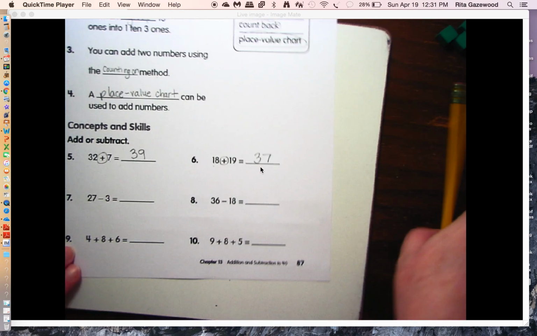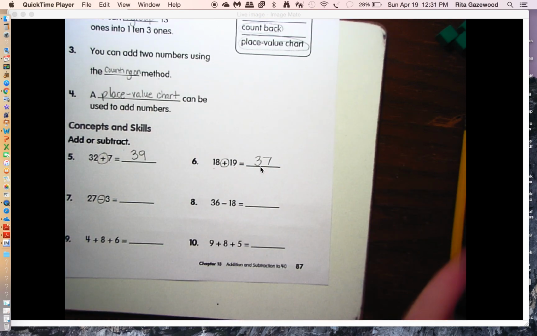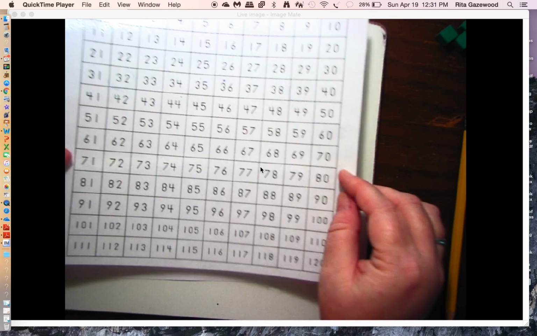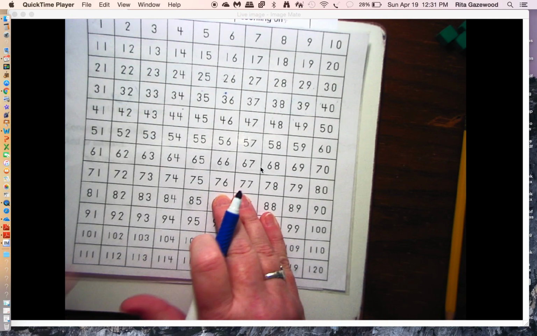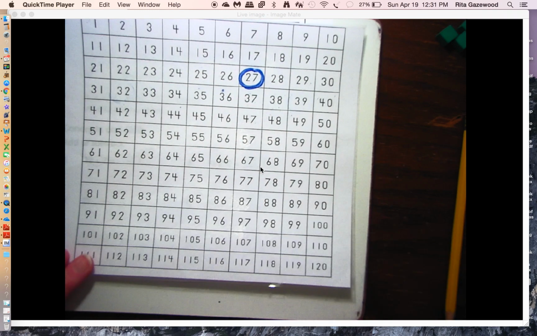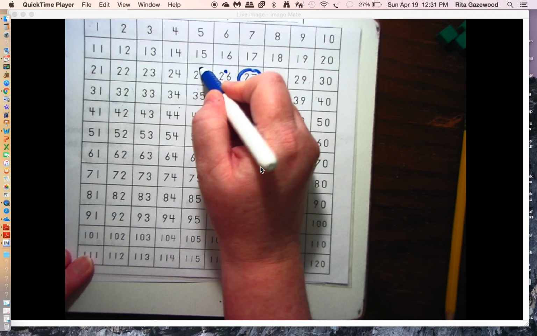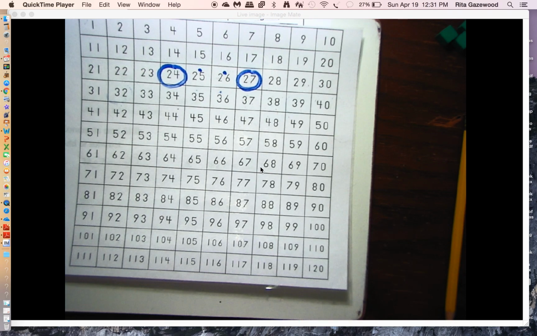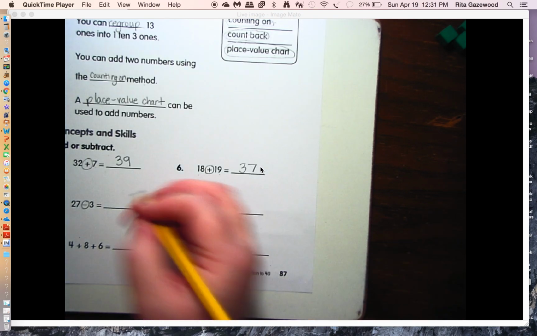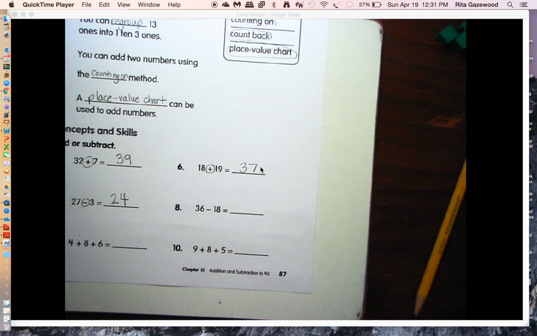Now the next problem says 27 minus 3. So that's going to be one where I take away. Again, taking away 3 isn't very much, so I'm going to use my counting back method on my 120 chart. So it's 27 minus 3. When you're taking away, you're counting backwards. So we go 1, 2, 3. What did I land on? 24. That's right. So I'm going to go back to my paper and write 24. 27 minus 3 equals 24.